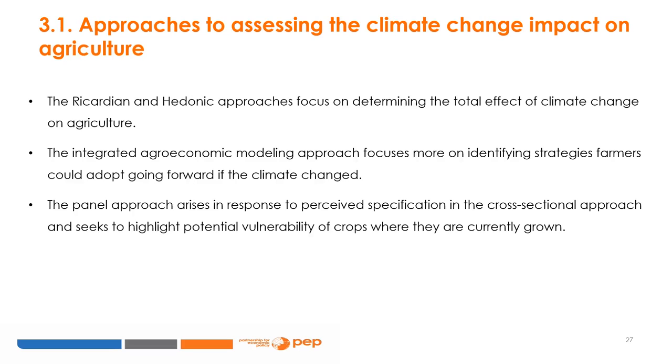Three main approaches are used for assessing climate change impacts on agriculture. The Ricardian and hedonic approaches focus on determining the total effect of climate change on agriculture. The integrated agroeconomic modeling approach focuses more on identifying strategies farmers could adopt going forward as the climate changes. And the panel approach arises in response to perceived misspecification in the cross-sectional approach and seeks to highlight potential vulnerability of crops where they are currently grown.